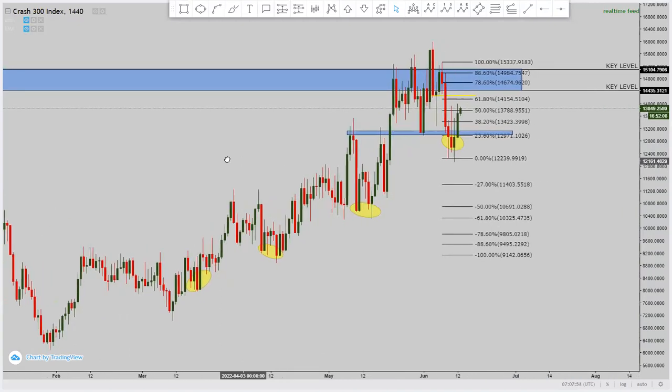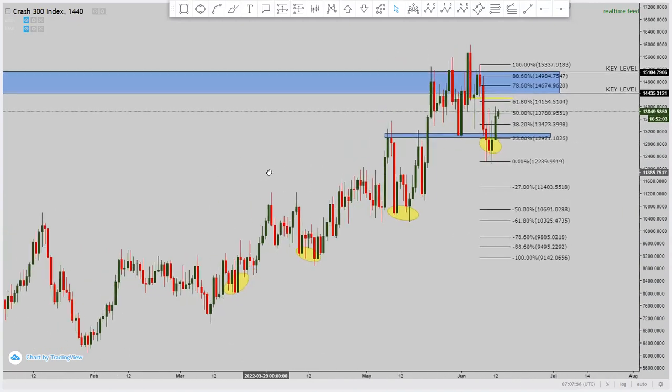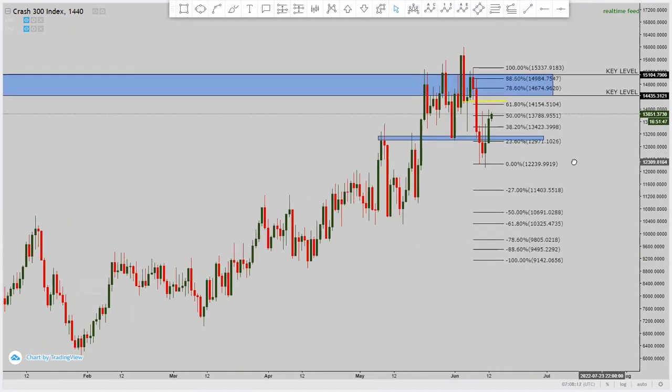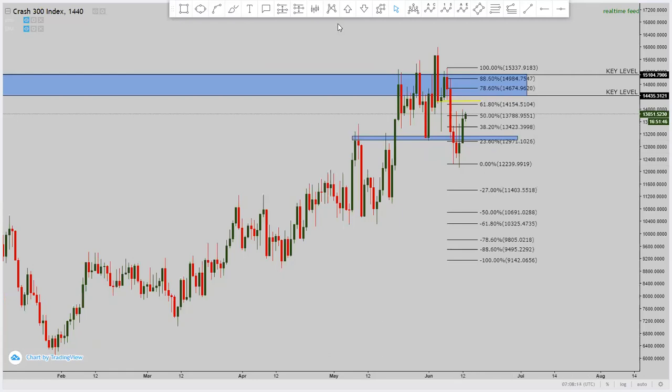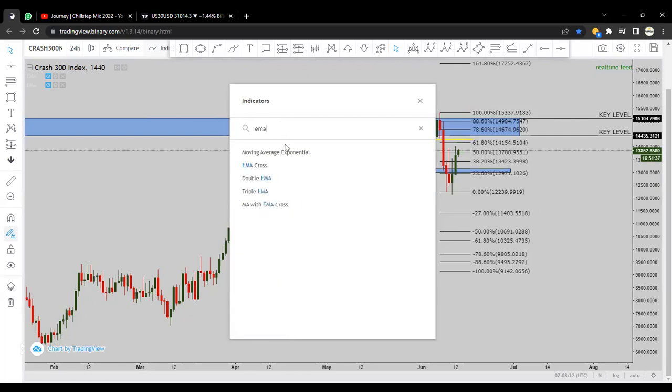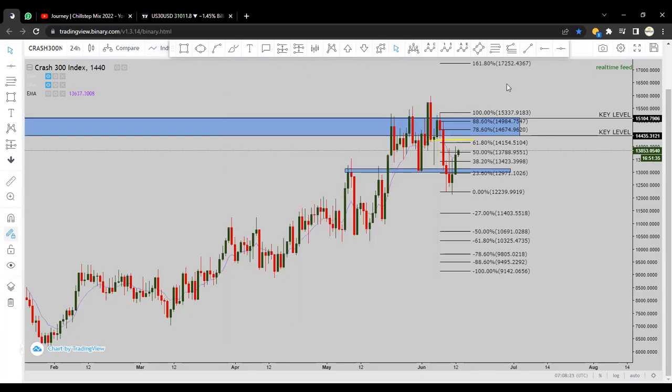Then the last one that one can consider is what we call the entry moving average. The 50 EMA can also be used as an entry moving average, because that one is the best one. Then we also have another one, but that one is not as accurate as the 50 EMA, because sometimes it's manipulated. The market makers actually play around with it.